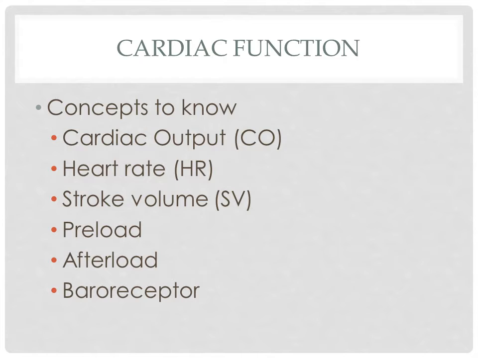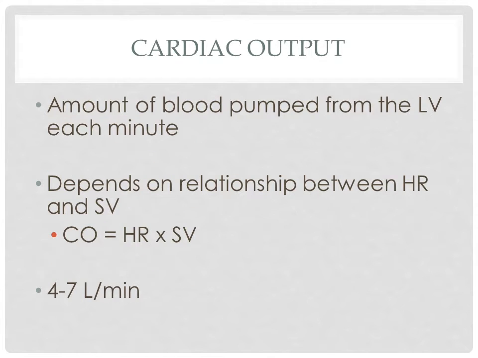So for cardiac function, some concepts to know. You want to understand cardiac output, the heart rate, stroke volume, preload, afterload, and baroreceptors. Your cardiac output is going to be the amount of blood pumped from the left ventricle each minute. It does depend on the relationship between the heart rate and the stroke volume. This is important for y'all to know. So cardiac output is equal to your heart rate times your stroke volume. 4 to 7 liters per minute is normal cardiac output.